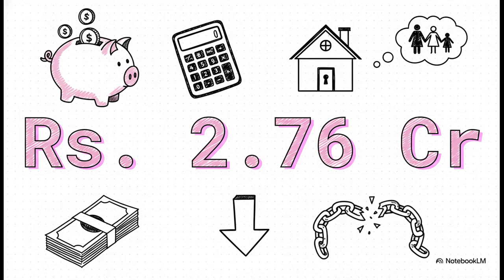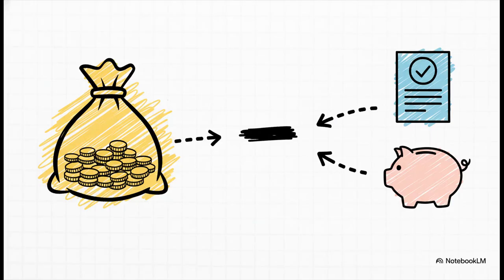What about debts? You definitely don't want to leave your family with a big loan hanging over their heads. So for step 3, we add any big liabilities. Anil has an outstanding loan of 40 lakhs. We add that to the pot, and now the total they need jumps up to 2.76 crores. All right, we're on the home stretch.